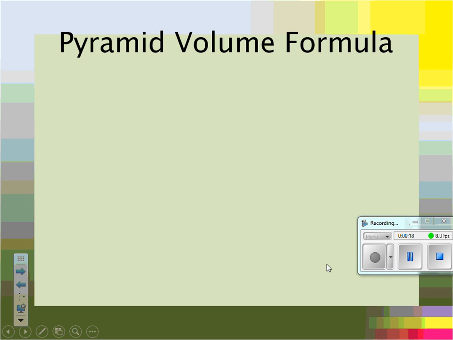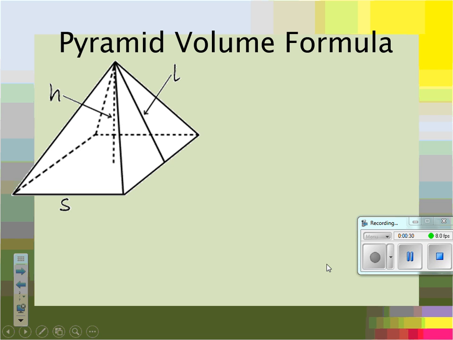So we're talking about volume again. Volume is how many cubes I can put inside my structure or my figure. So the volume of a pyramid is, here's my pyramid. If I want to find the volume of it, the formula is 1/3 the base, or the area of the base, times the height of the pyramid.